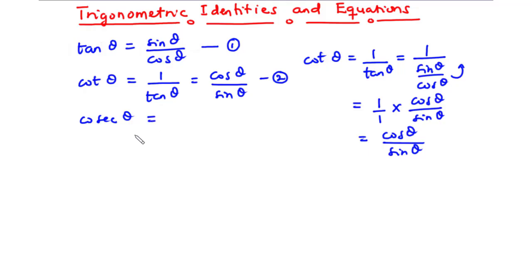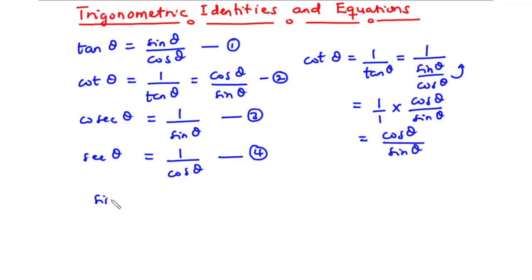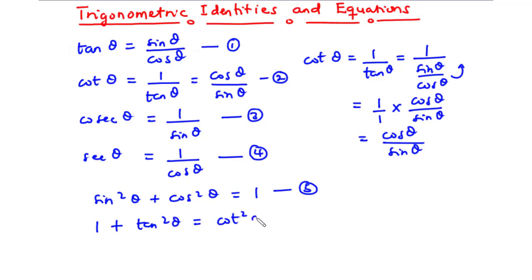Cosec theta is equal to 1 over sin theta. Let's call this equation 3. And then we have sec theta is equal to 1 over cos theta. We have sin squared theta plus cos squared theta is equal to 1. Let's call this equation 5. And then we have 1 plus tan squared theta is equal to sec squared theta.